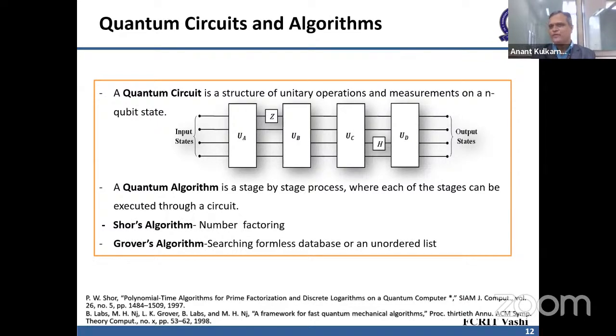This can be carried out with the help of single qubit operations like the Z operation or H operation. That is one of the single qubit gates used to carry out a particular operation when a qubit is required to be rotated around the Z axis.